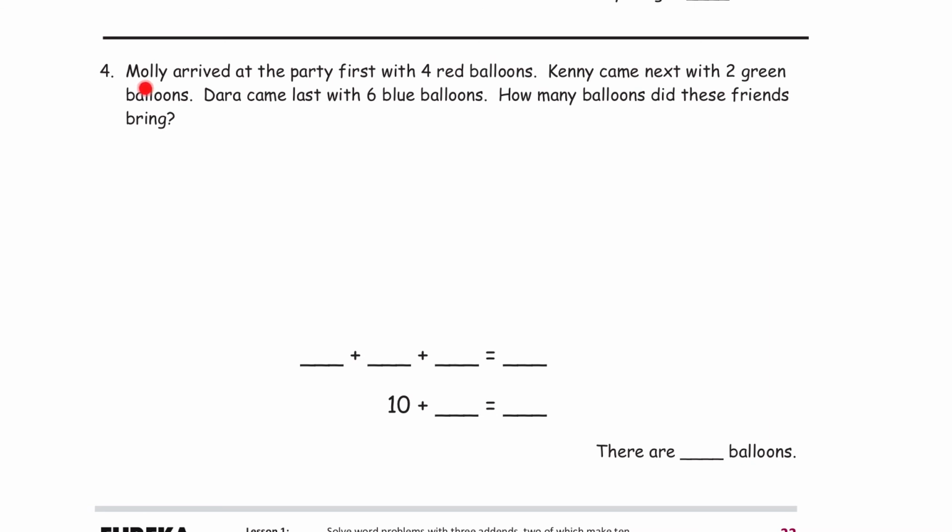So let's read it together. Molly arrived at the party first with 4 red balloons. Kenny came next with 2 green balloons. Dara came next, or last, with 6 blue balloons. How many balloons did these friends bring?